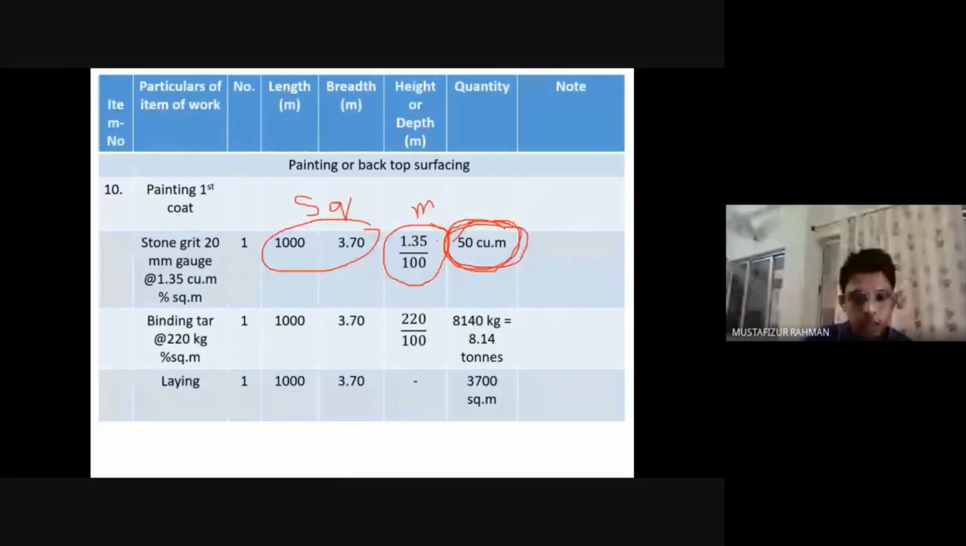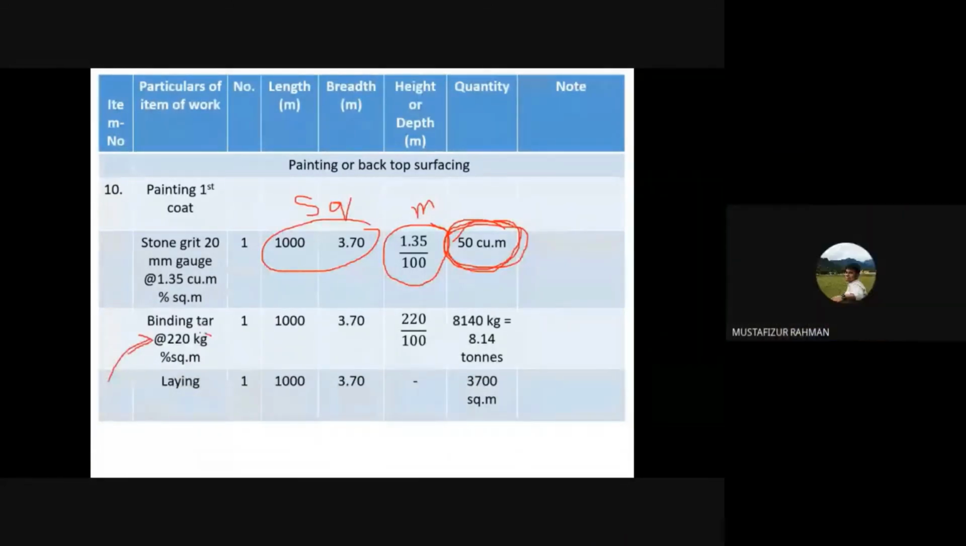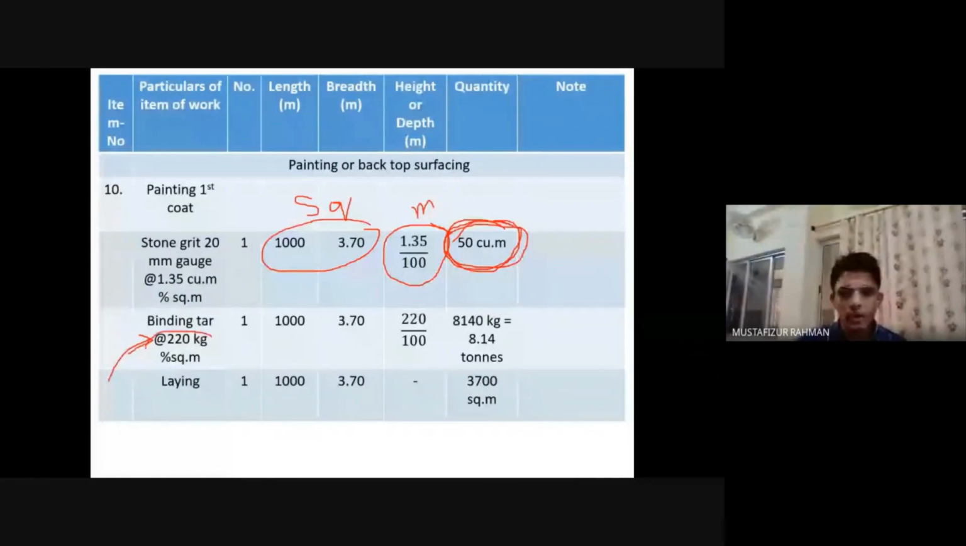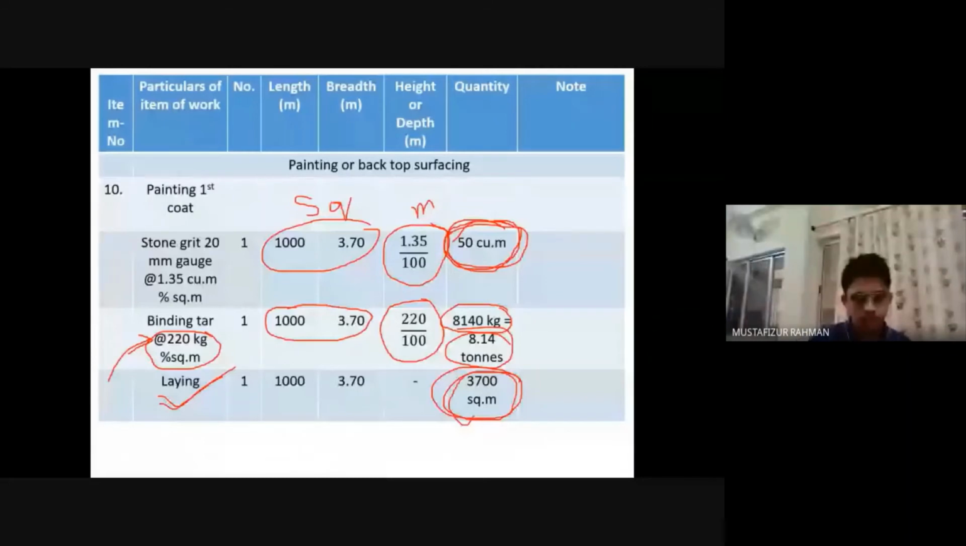Then there is binding at the rate of 20 kg per 100 square meter. Again, we are finding out the area of the road surface, and 220 divided by 100, this much in tons. So for laying work, we have to lay this material over this much square meter on the road surface. That is the laying work. We have to do it for the 3.70 meter width.